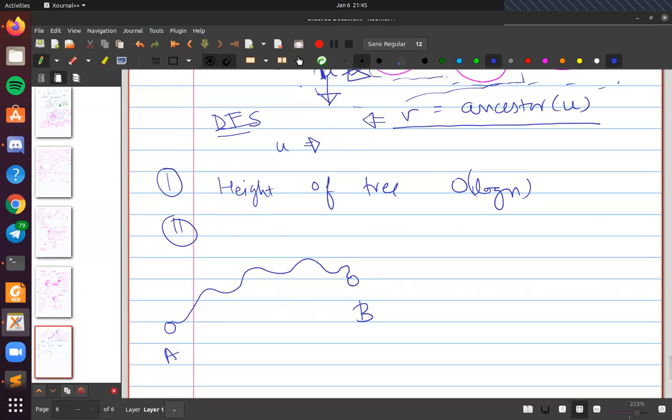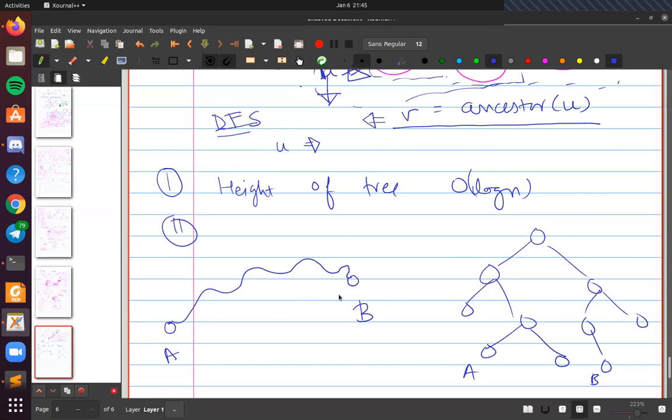Then in the centroid tree, how will it look? It can be anything. So let's say A is here and B is here. Now the claim is, this is the LCA of A and B in the centroid tree. Let it be C. Now the claim is C is present in between this path.